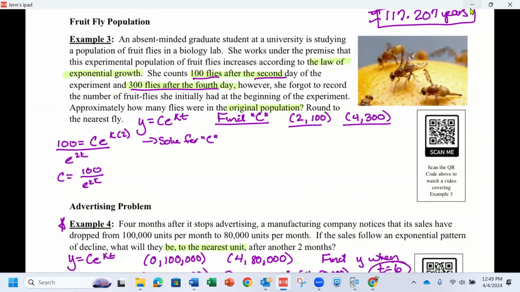Unfortunately, this is a case where the k value doesn't cancel out. I don't know what the exact number is going to be for C just yet. So I am going to have to use my second ordered pair, plug it in, and solve for C again. So again, I'm going to take my 300, set it equal to C times e raised to the 4k. I'm going to solve for C. So C is going to be equal to 300 divided by e to the 4k.